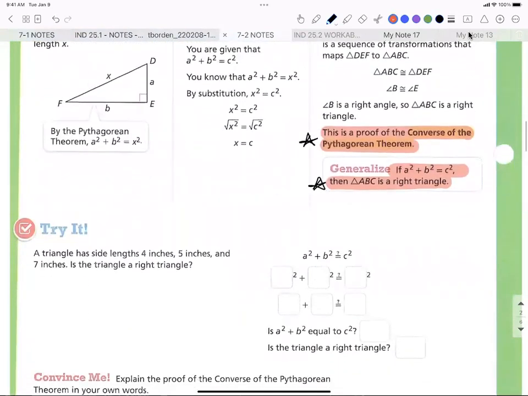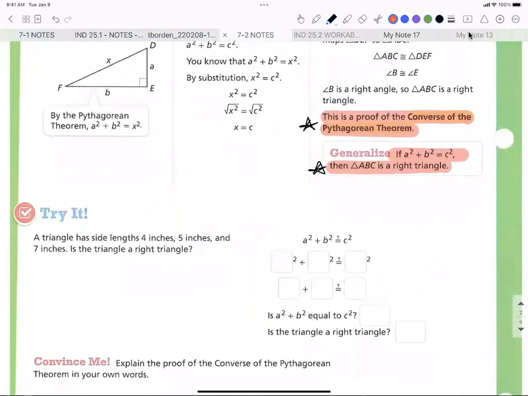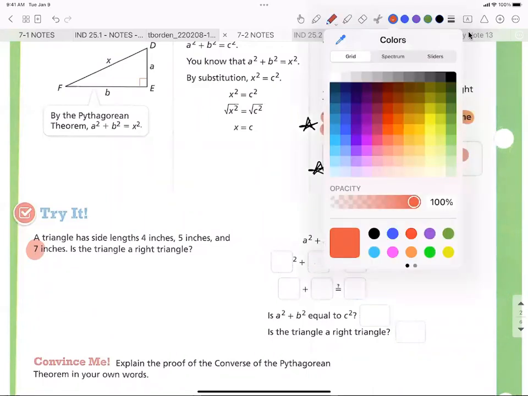So let's try this example. A triangle has side lengths 4 inches, 5 inches, and 7 inches. Is the triangle a right triangle? Well, first of all, we have to decide what is our C. Micah? 7, because it's the longest side. Between 4, 5, and 7, 7 is the biggest number. So we know that that has to be our C, right?